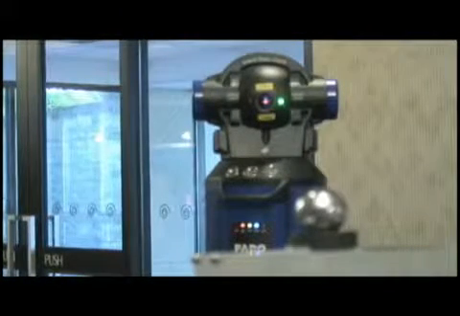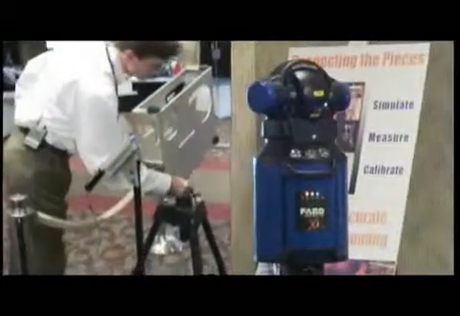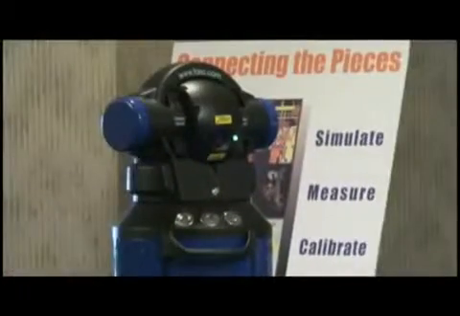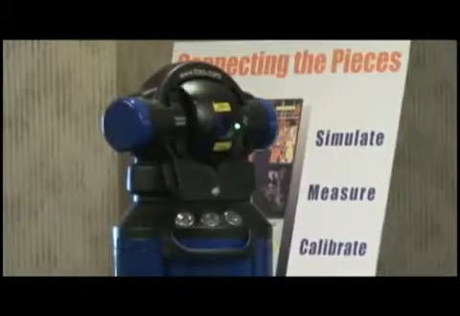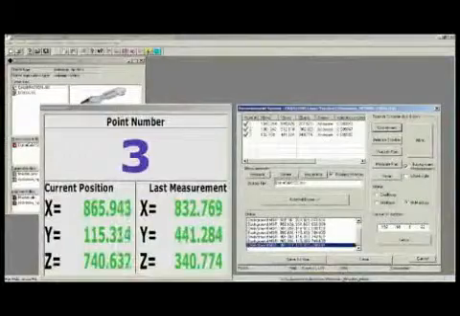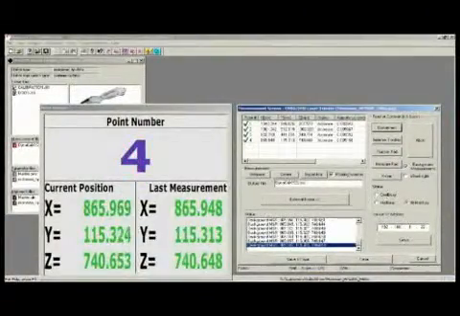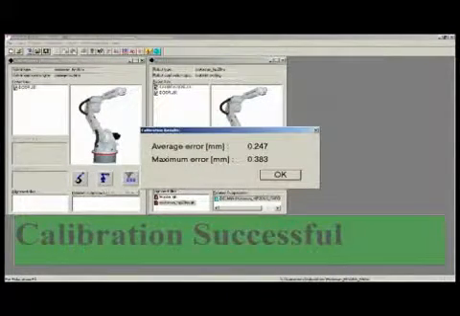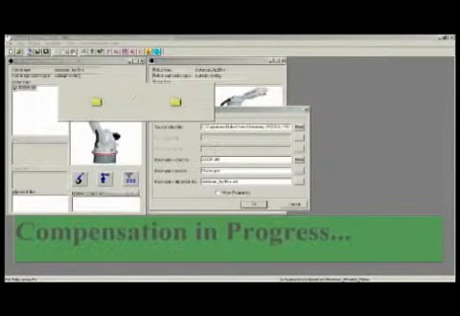There's a second one. That's the third one. And there's the 4th point. And now we recalibrate. We've got a very good result here. And then this program has been modified based on our calibration data.